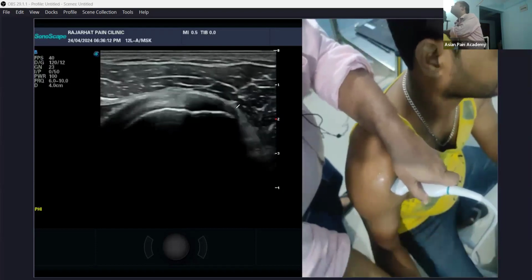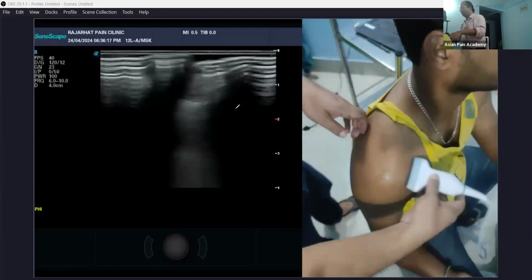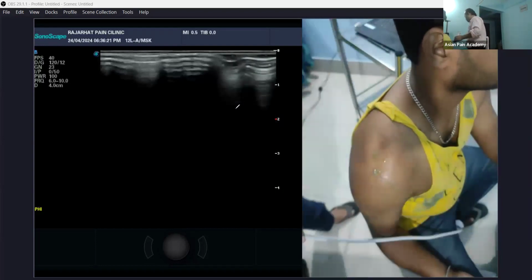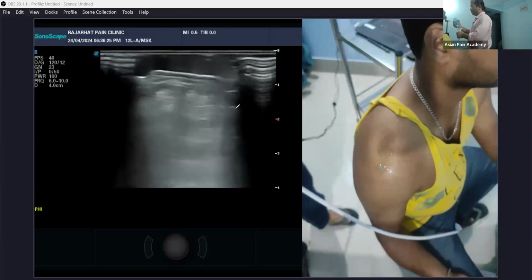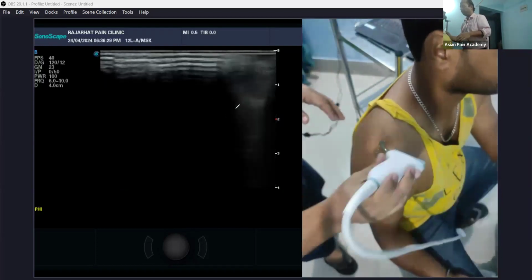So this is the way to see the subscapularis tendon by dynamic movement. And if there had been a calcification, tear or anything, as soon as you move, there will be pain.